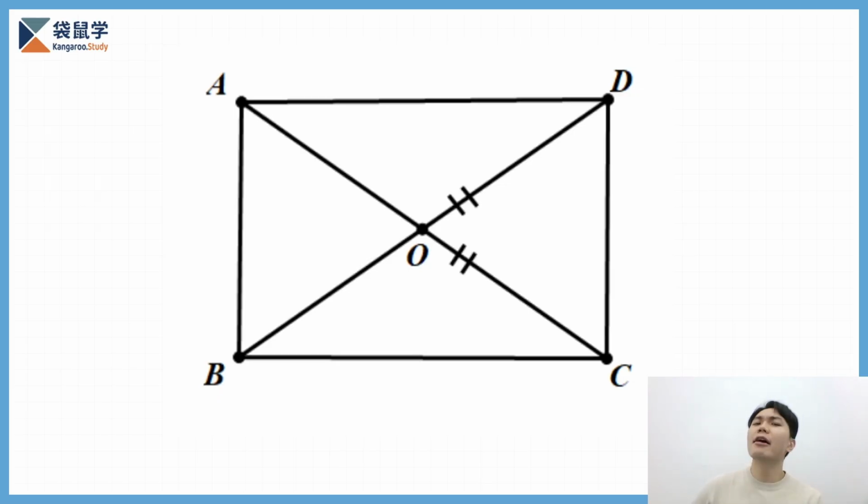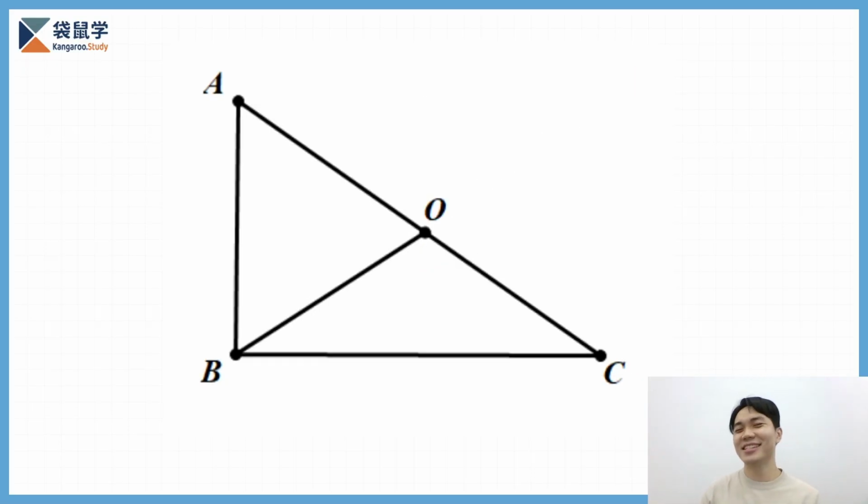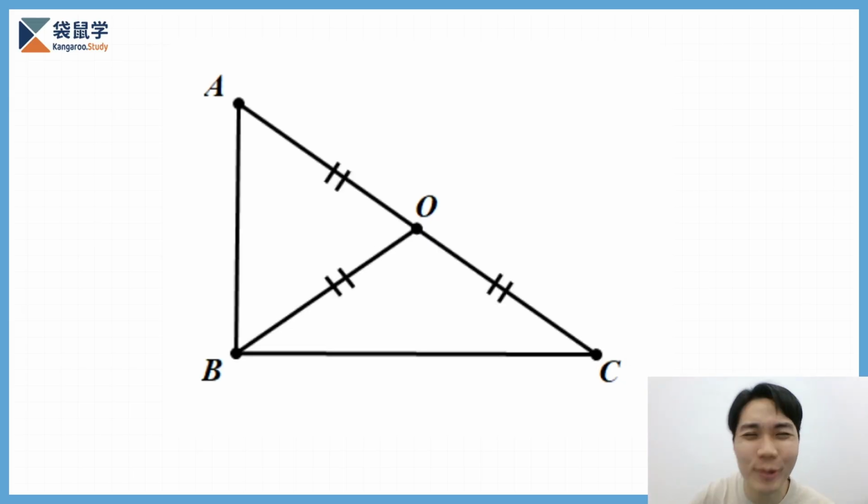Now, if I cut this rectangle in half, we get a right angle triangle. What can I say about the length of BO with respect to AC? Because we cut this in half, BO will be half of the previous BD. And we can see that the lengths of AO, OC, and BO are equal.